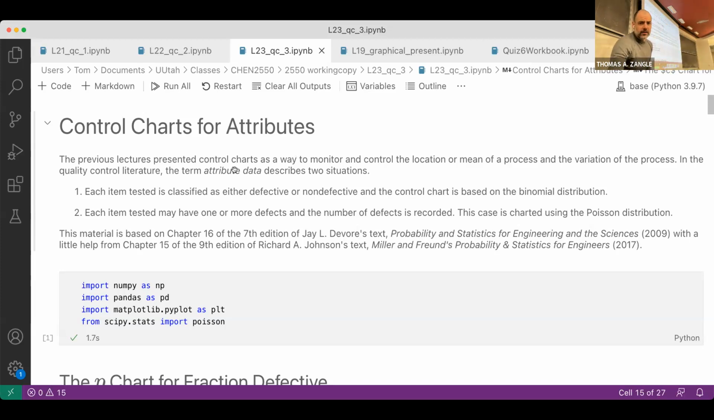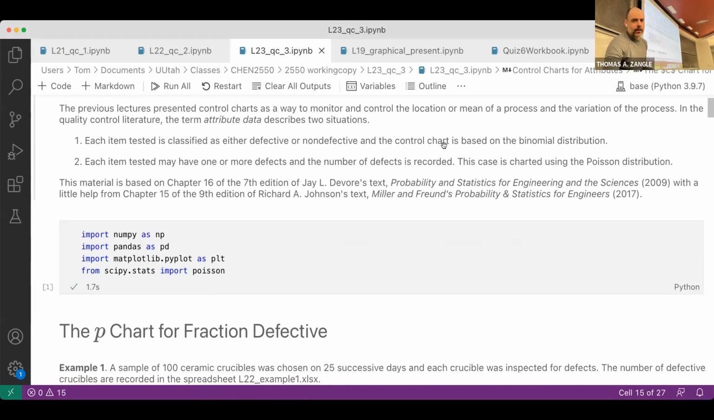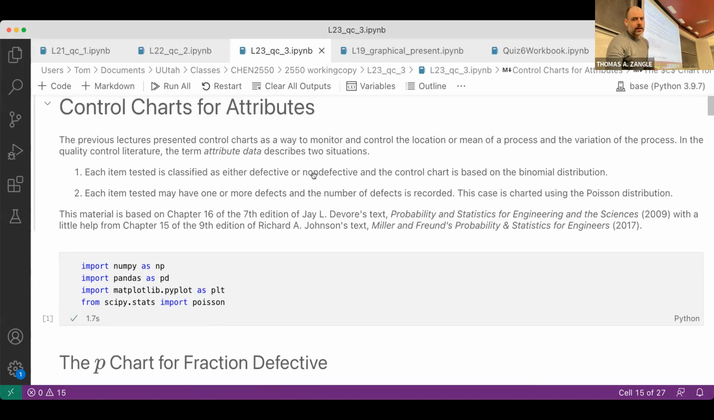Okay, so for attributes, what we mean here would be, for example, if we have a classification of an item coming off of an assembly line as defective or non-defective, or a sample as being within spec or out of spec, then we have this binary decision. That could be an attribute about the sample. And in that case, we're going to construct a control chart based on the binomial distribution.